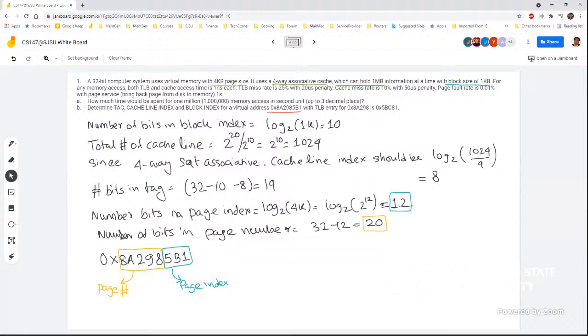Now you have already been given a map from this to this, 8A298. If this map was not given, this problem cannot be solved. If such a case arises, you should answer that this cannot be solved for this reason, because the map is not given. So this is my virtual address.